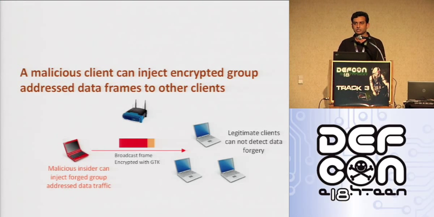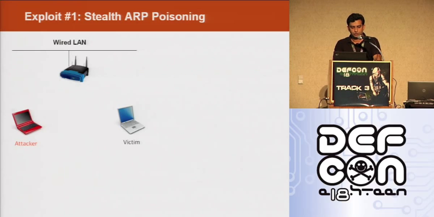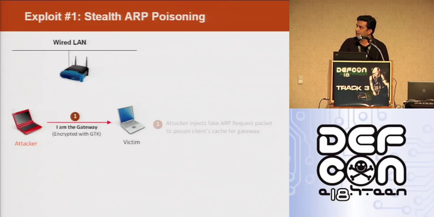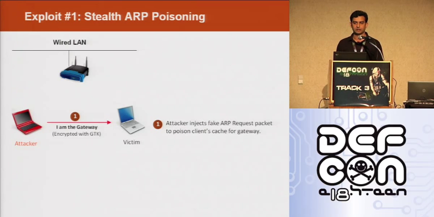So in this presentation, I'm going to show you three exploits of GTK. And the first exploit is basically using the ARP payload to encapsulate and create a broadcast frame. So in this example, the attacker is generating its own broadcast frame and sending that frame to other Wi-Fi users present in that network, and basically the attacker is advertising that he is the gateway of that network.